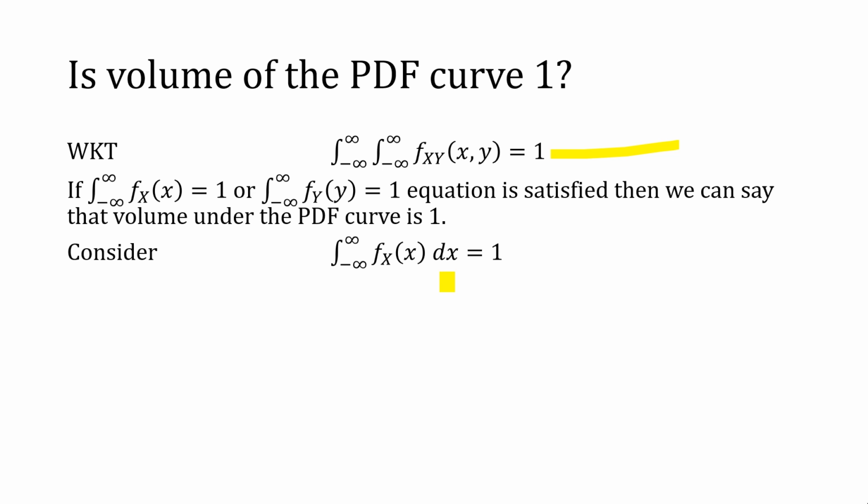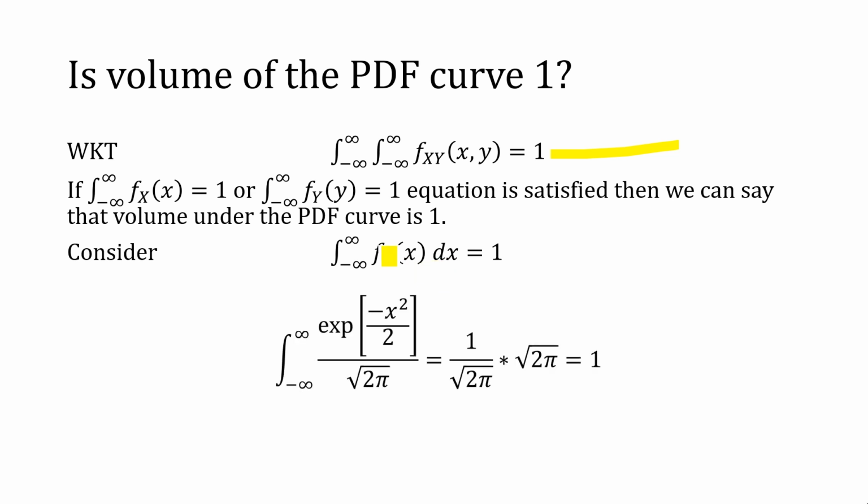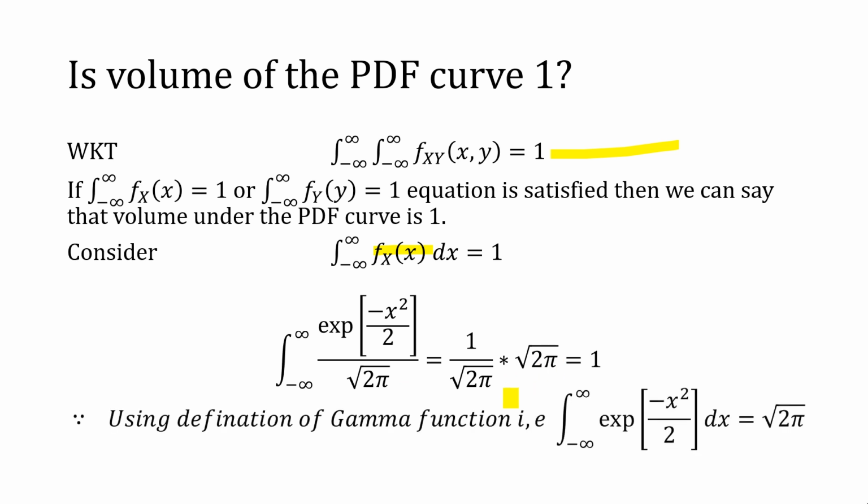So let us take fx of x. We have calculated this fx of x as exponential of minus x square by 2 divided by root of 2 pi. Alright, let us make use of the gamma function. 1 by root 2 pi is a constant, so this integration along with this exponential acts as a gamma function, so that can be replaced by square root of 2 pi. After simplification we will get 1. Because of this condition, we can say that for a given bivariate PDF, volume under the curve is 1.